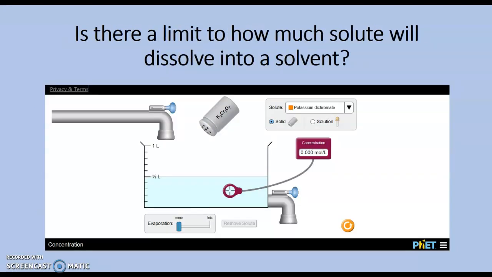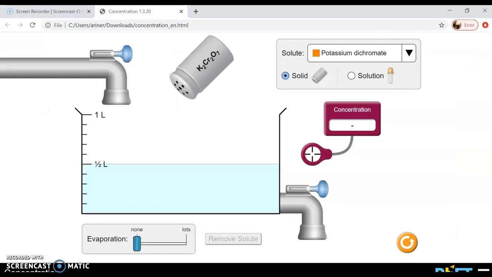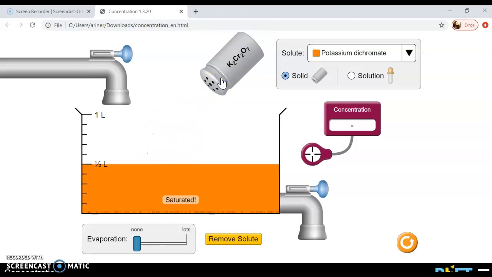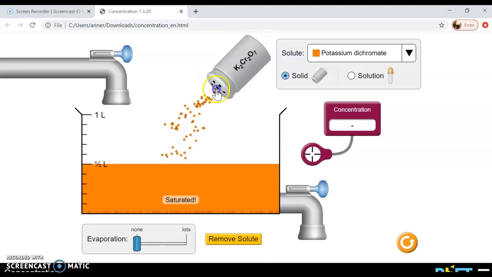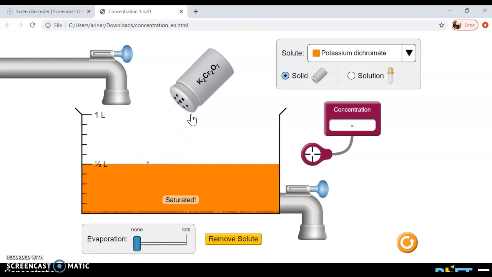All right, is there a limit to how much solute will dissolve into a solvent? So we kind of talked about this in the last video. So here we have potassium dichromate. So let's see. If I'm dissolving some of this, it starts to turn a bright orange. It says it's saturated. Well, what if I keep adding more? It's not going to matter.